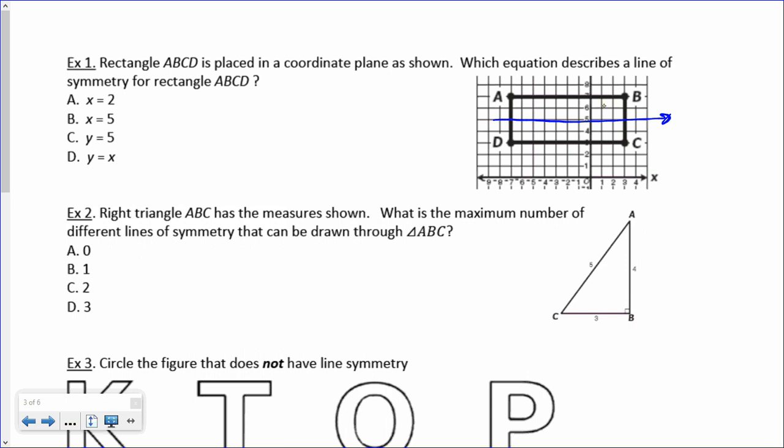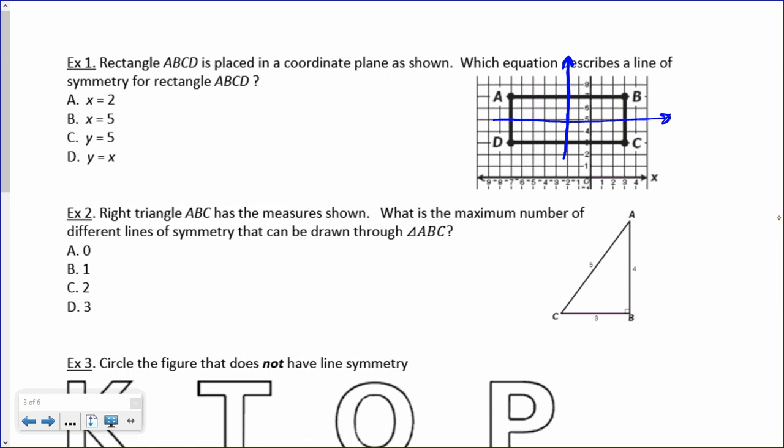Count very carefully. We have 1, 2, 3, 4, 5, 6, 7, 8, 9, 10. 1, 2, 3, 4, 5. Yes, like right here, maybe. So you have 5 on each side, right? Yeah, so make sure you're counting. Don't just randomly draw lines. Make sure you're counting so it's right in the middle. So I have my 2 lines of symmetry drawn, so which one of those equations over here matches with this?